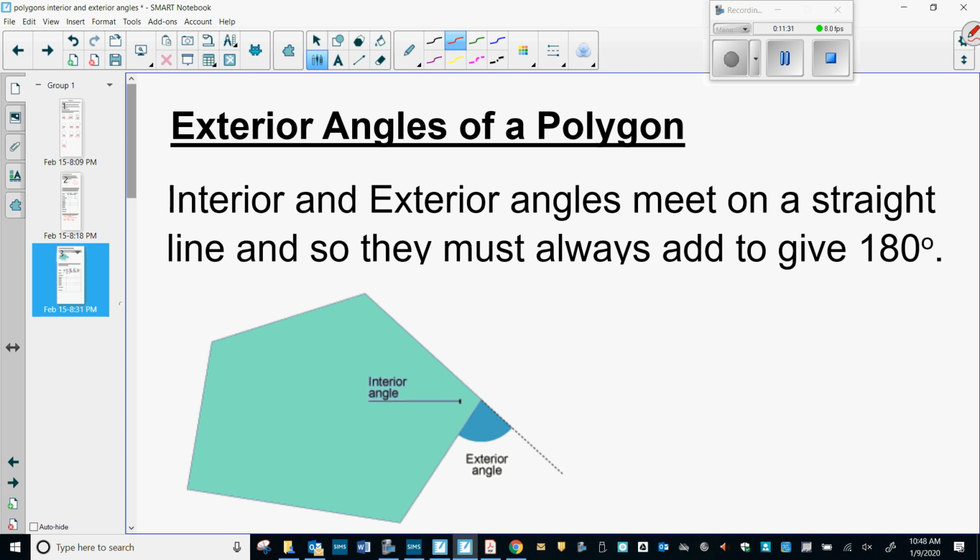So we're talking about interior angles and exterior angles. As I've said, these would be the exterior angles. Can you see that interior angles and exterior angles will always be on a straight line with each other? So if you know an interior angle, you can find the exterior angle because they add to 180. And the same for the flip side: if you know the exterior angle, you can find each individual interior angle.